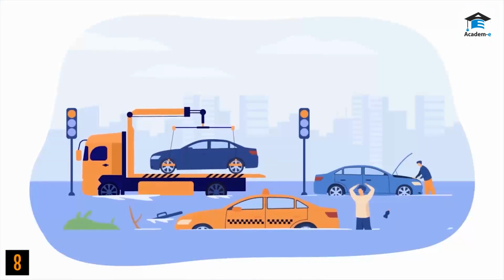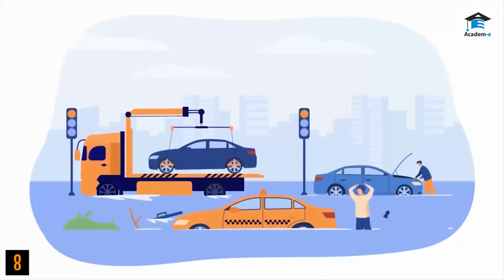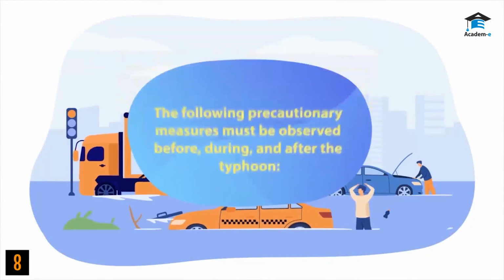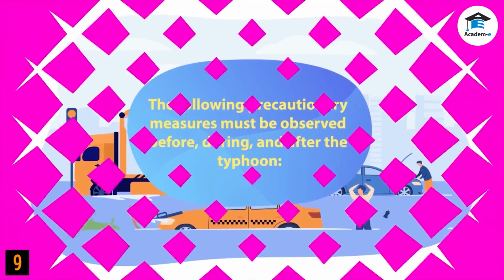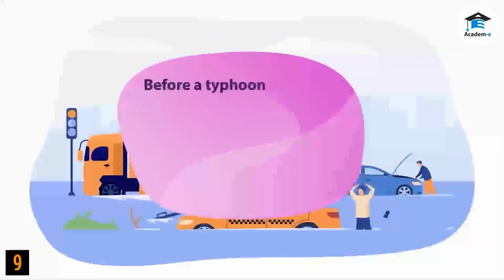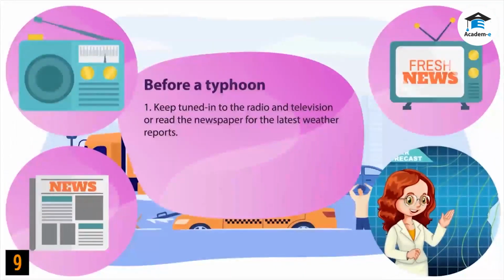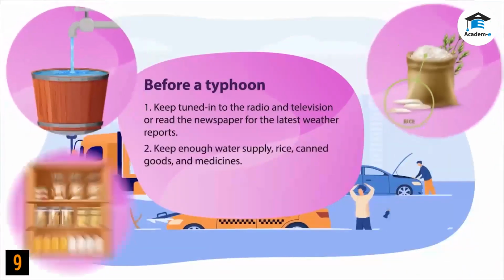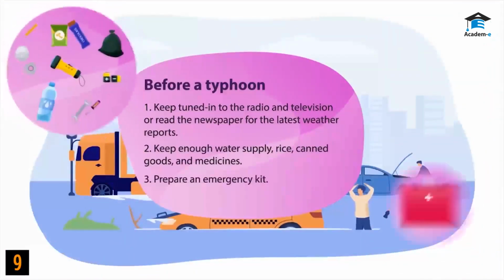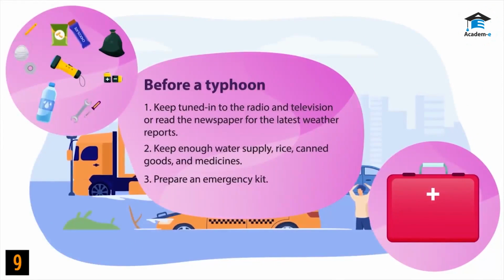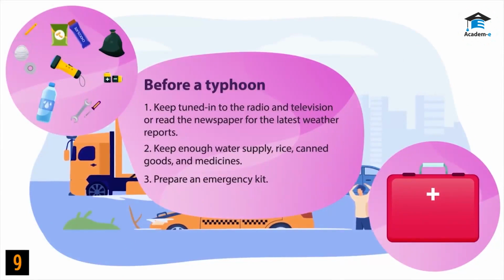Weather disturbances cannot be prevented, but we can lessen their effects if we know what to do and how to deal with situations like these. The following precautionary measures must be observed before, during, and after the typhoon. Before a typhoon. 1. Keep tuned into the radio and television or read the newspaper for the latest weather reports. 2. Keep enough water supply, rice, canned goods, and medicines. 3. Prepare an emergency kit. It should include flashlight, batteries, medicines, first aid kit, ready-to-eat packed food or canned goods, and some clothes.